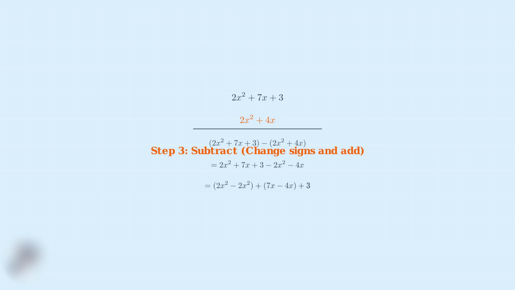Now we group like terms. The x squared terms, 2x squared minus 2x squared, equals 0. The x terms, 7x minus 4x, equals 3x. The constant term 3 remains unchanged.